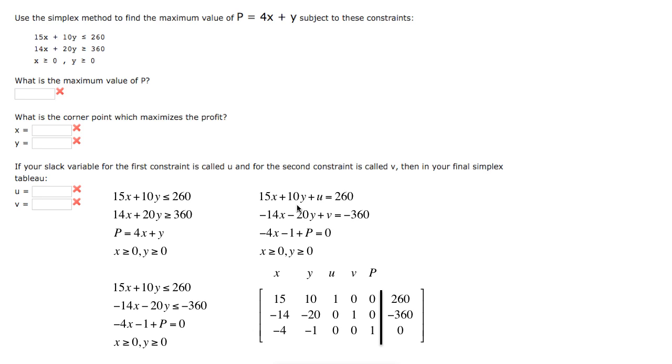We'll have x, y, u, v, and p columns, and then the column on the right. So it will be a 3 by 6 matrix that makes up the initial simplex tableau. And the coefficients come from these equations. So make absolutely certain that you're completely clear on how you go from this information to this initial simplex tableau.